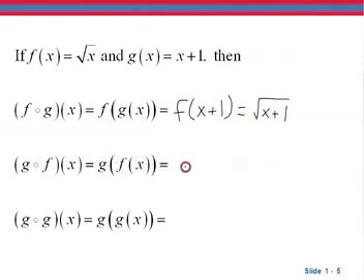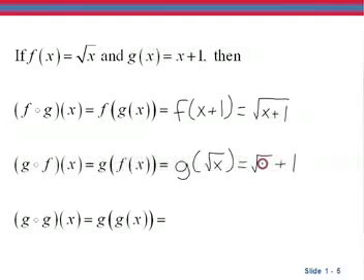G of f of x is g of f of x, and f of x is the square root of x. That means we're going to go to the g function. Instead of having x plus 1, we're going to replace the x with the square root of x, which gives us the square root of x plus 1.